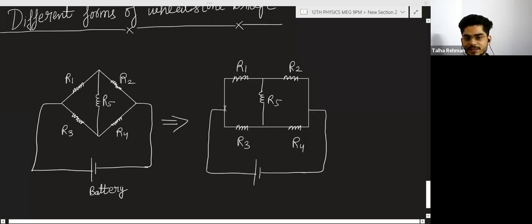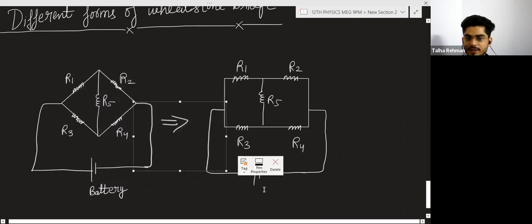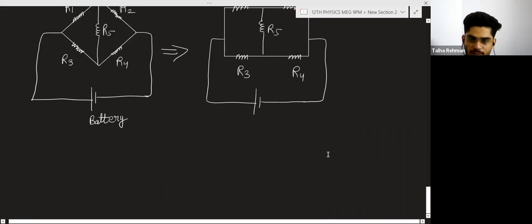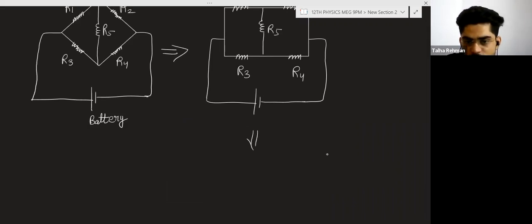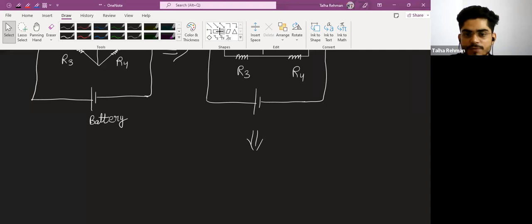Here just the wiring has changed: this wire is changed to this form and this wiring is changed to this form. So this looks different, but both circuits are the same. This is also the Wheatstone bridge, and this is the battery here. This Wheatstone bridge can also be represented in this form. There is one more form also. This is a square form, and this is a circular form.